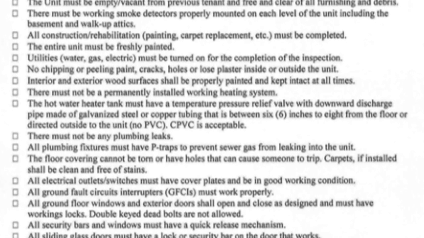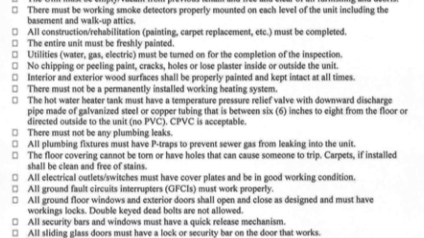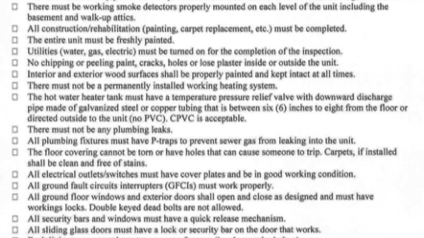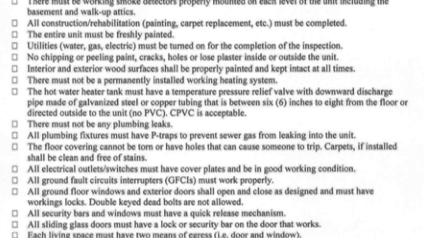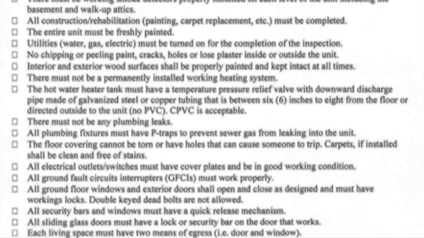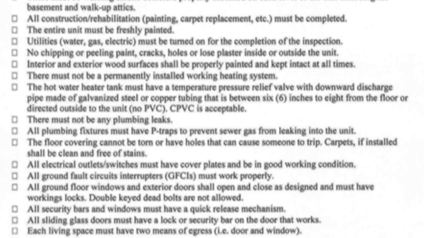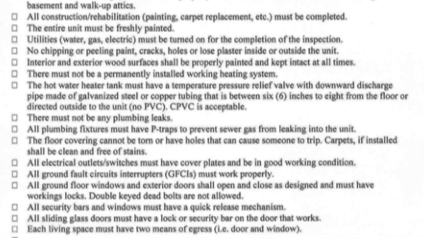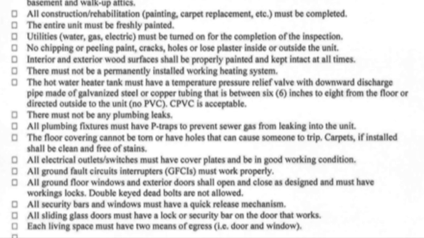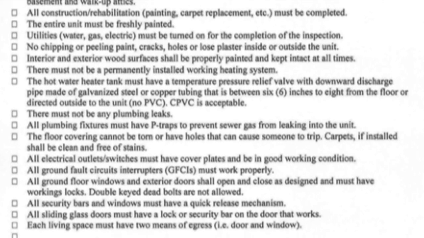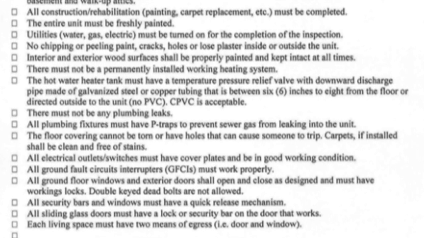All ground floor windows and exterior doors shall open and close as designed and must have working locks. Double key deadbolts are not allowed. All security bars and windows must have a quick release mechanism. All sliding doors must have a lock or security bar on the door that works. Each living space must have 2 means of egress, doors or windows, for example.